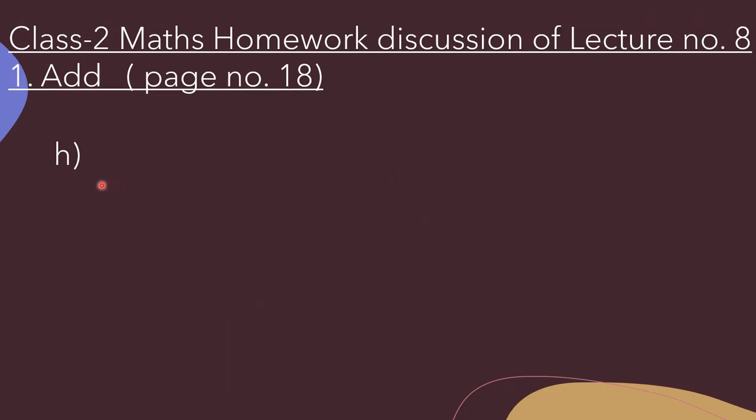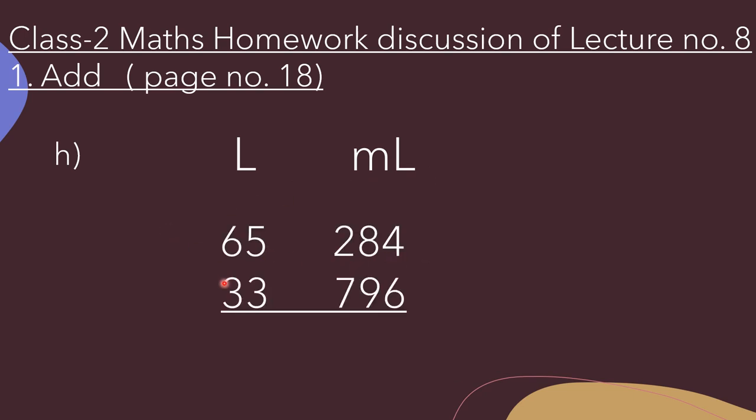Now in H part, we have given again liters and milliliters. 65 liters 284 milliliters and 33 liters 796 milliliters. Now we have to add both the numbers. So let's start from our right hand side. 4 plus 6. So keep 4 in your mind and 6 on your fingers. Now we have to speak forward counting. 5, 6, 7, 8, 9, 10. So here 10 is a 2-digit answer. That's why we will write here 0 and 1 will be carryover.